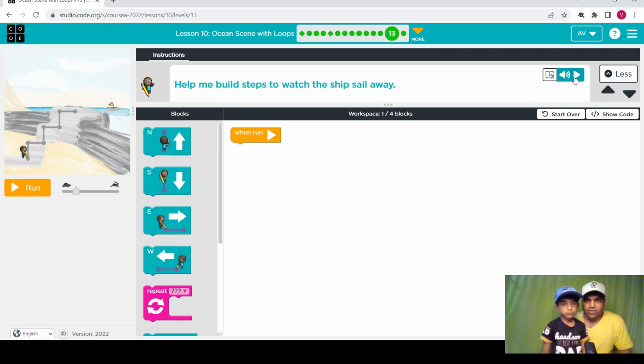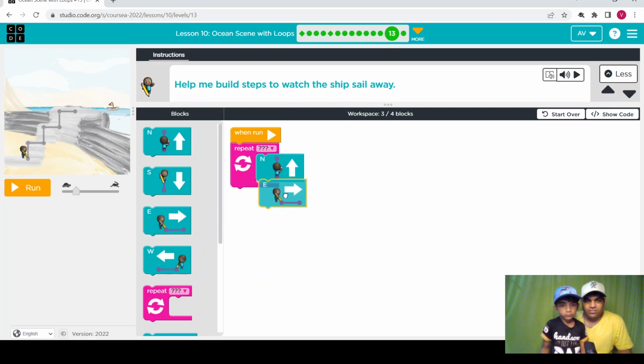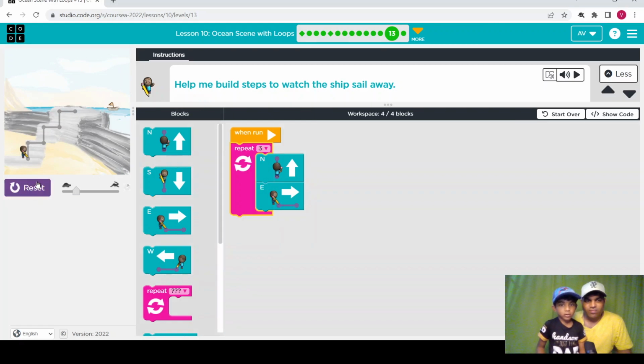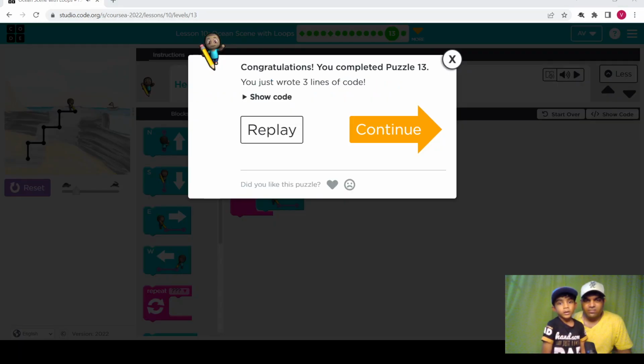So here is the next level. Help me build steps to watch the ship sail away. I'm going to take a repeat block. I'm going to take north, east. Four times. I think, let's check how many times. 3 times. Run. Yeah, the puzzle is complete. Alright, so we finished the puzzle.